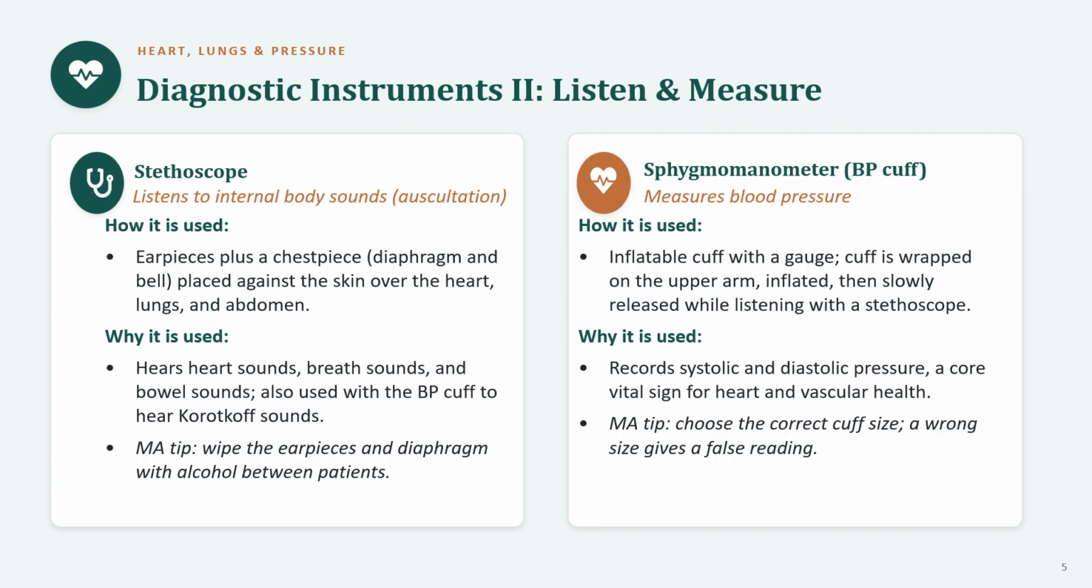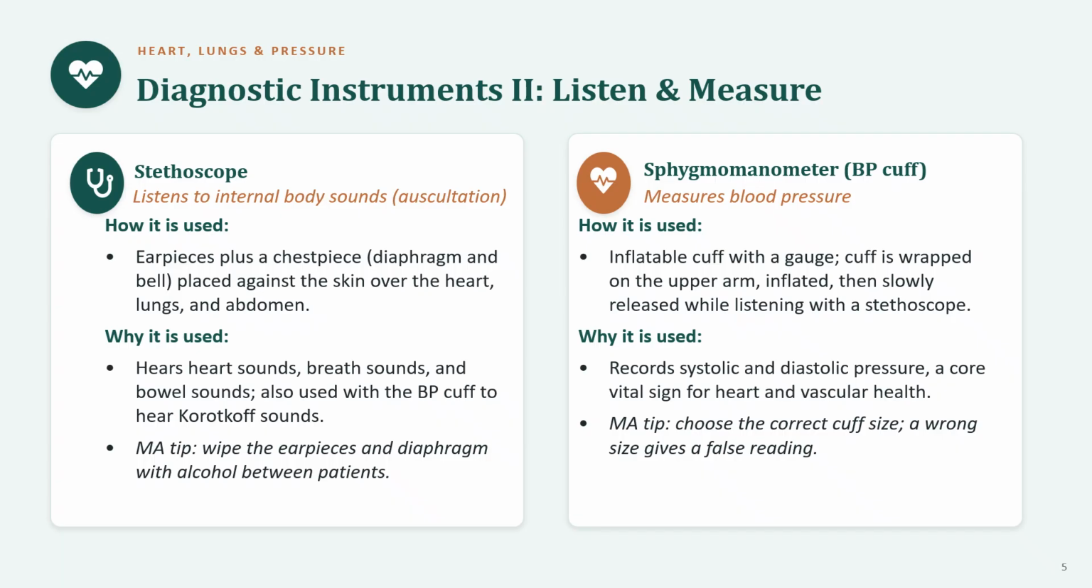The sphygmomanometer or blood pressure cuff measures blood pressure. It is the inflatable cuff with a gauge. You wrap it snugly on the upper arm, inflate it, and then let the air slowly out while listening with the stethoscope for the Korotkoff sounds or heartbeats that mark the systolic and diastolic pressures. Why does this matter? Well, blood pressure is one of the core vital signs, and it tells us a great deal about heart and vessel health.